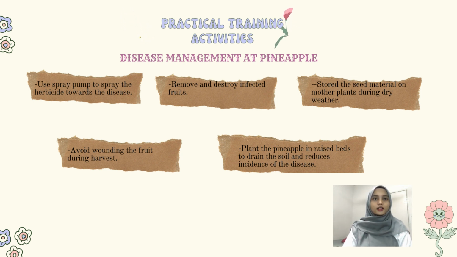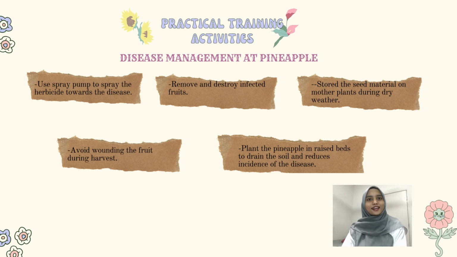Next, students must avoid wounding the fruit during harvest. If the fruit gets wounded, the disease will easily attach to the fruit. If the disease has already attached to the fruit, it cannot be saved anymore and we need to destroy it fast. Another way to manage the disease is to plant the pineapple in raised beds. When students plant the pineapple seed on raised beds, the incidence of the disease will reduce. This is because the soil is drained and suitable for the pineapple tree to grow healthily.